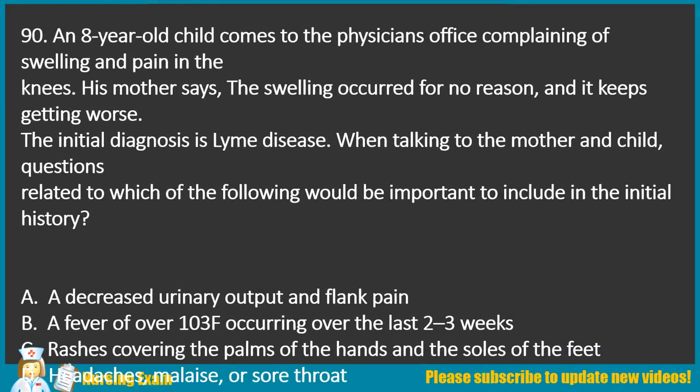Question 90. An 8-year-old child comes to the physician's office complaining of swelling and pain in the knees. His mother says, the swelling occurred for no reason, and it keeps getting worse. The initial diagnosis is Lyme disease. When talking to the mother and child, questions related to which of the following would be important to include in the initial history? A. A decreased urinary output and flank pain.